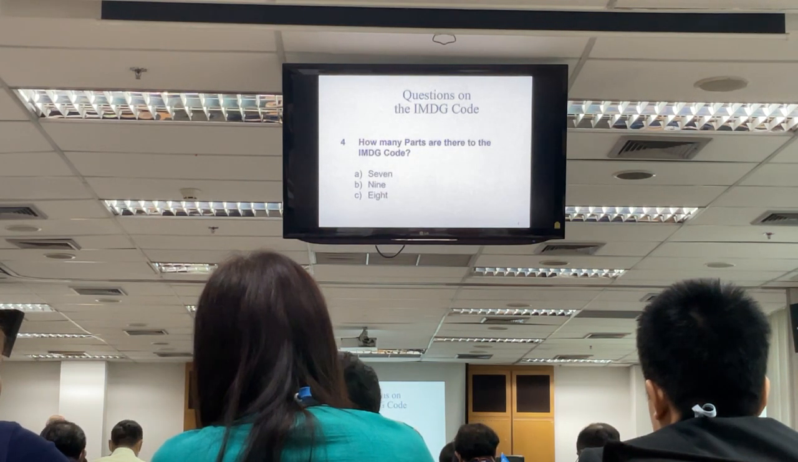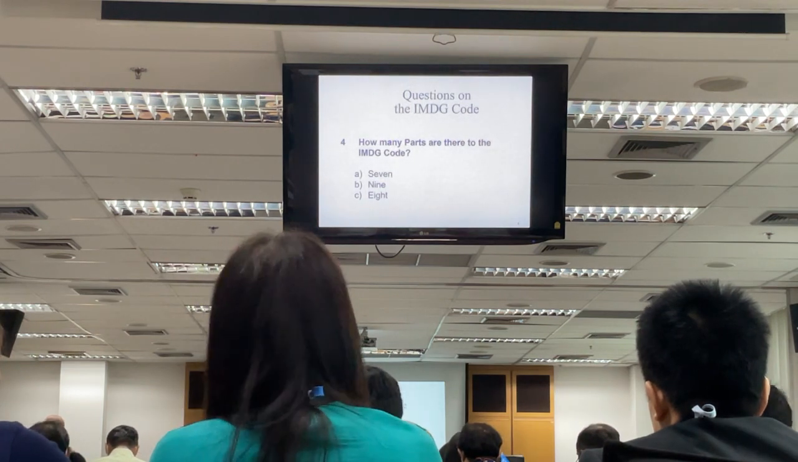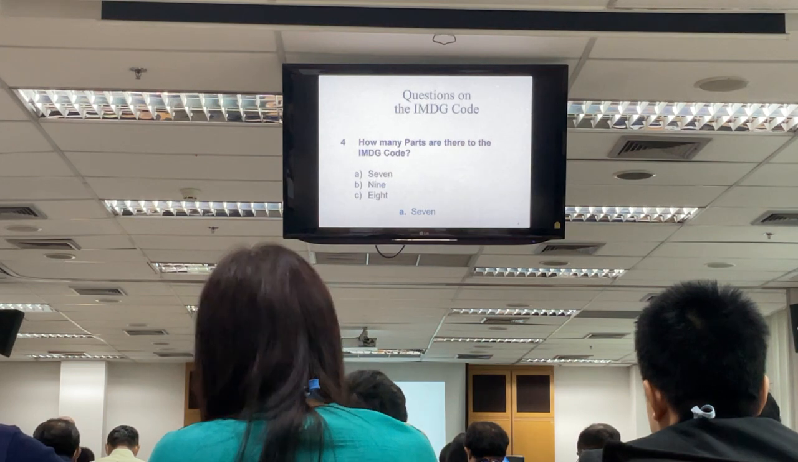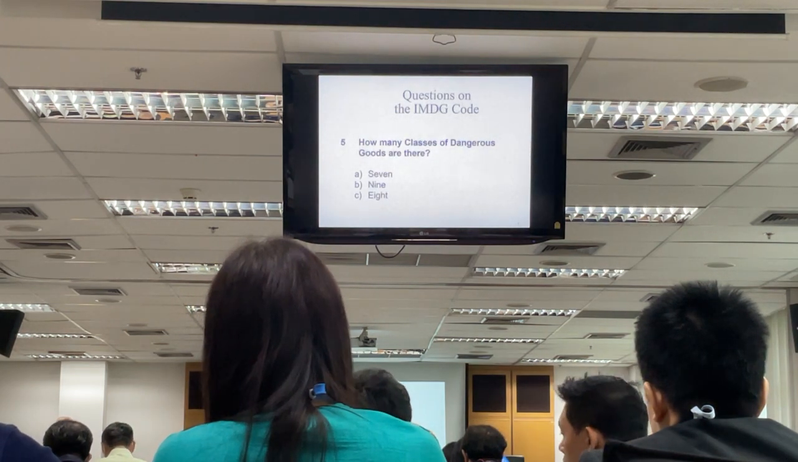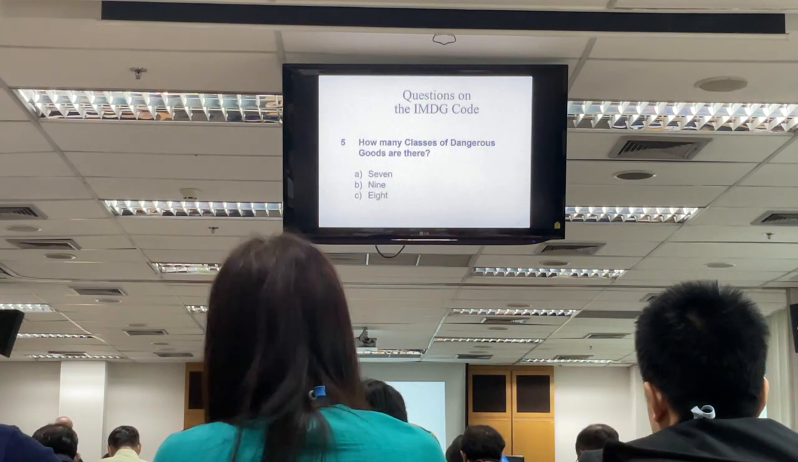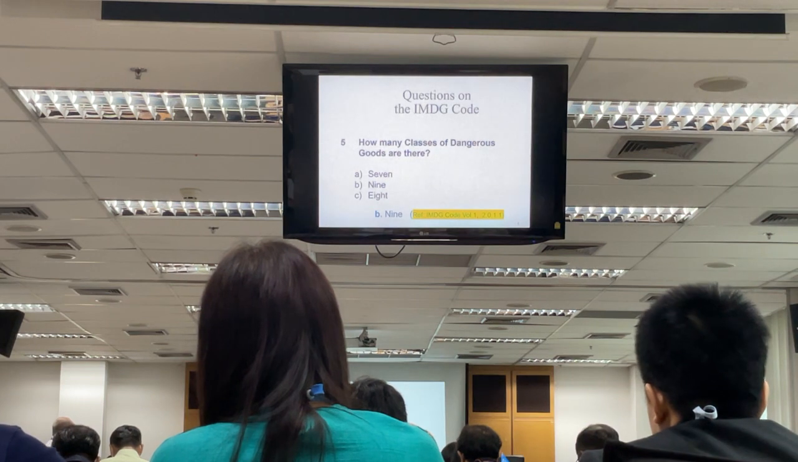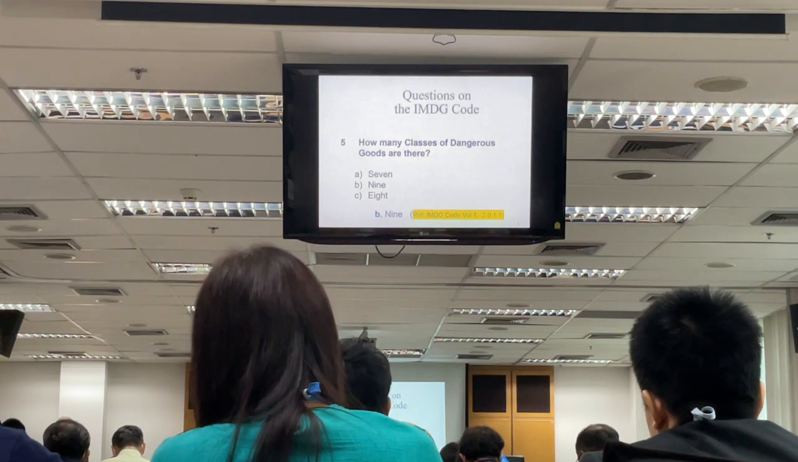How many parts are there to the IMDG code? 7. Bravo. 7 parts. How many classes of dangerous goods are there? 9. Bravo. We can find it in the 2011 IMDG code volume 1, classification.